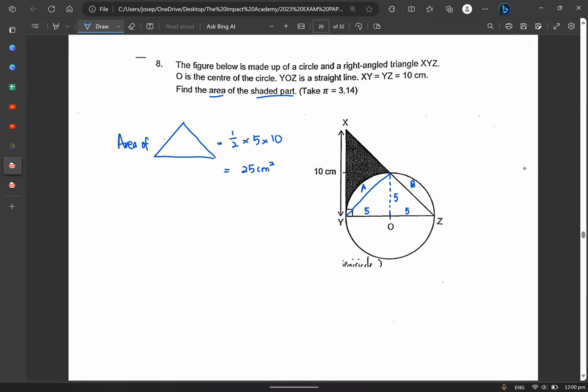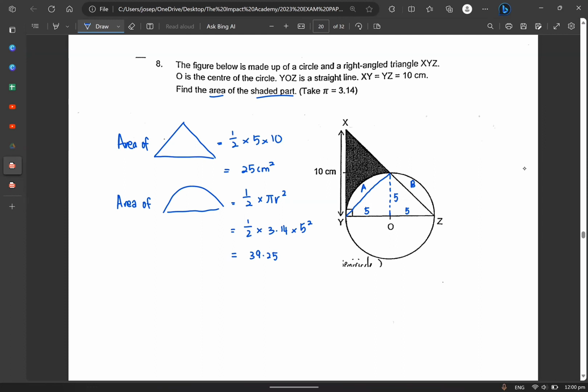Now, once I'm done with this, I can find area of the semicircle. Okay, area of semicircle, we will just have to do half times pi r squared. Half times pi being 3.14 times the radius. We can see that the radius is 5, to the power of 2. All right, so when I do that, I'll get to an answer of 39.25. Okay, so that is the semicircle.